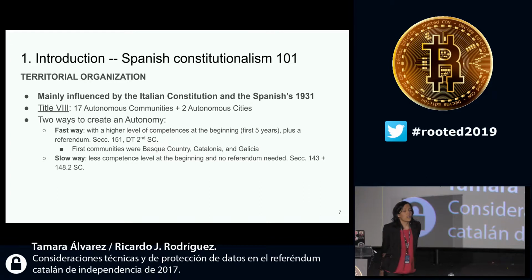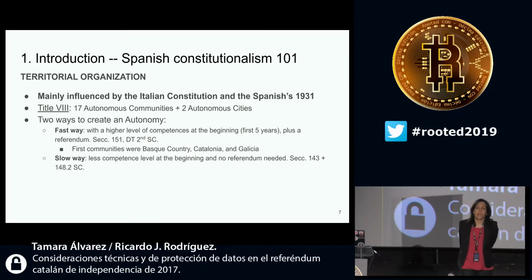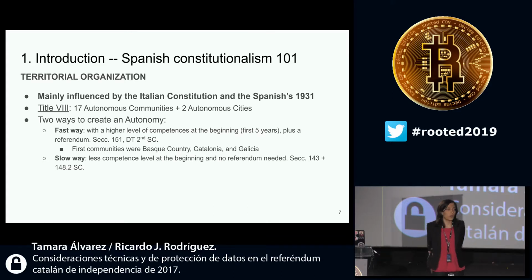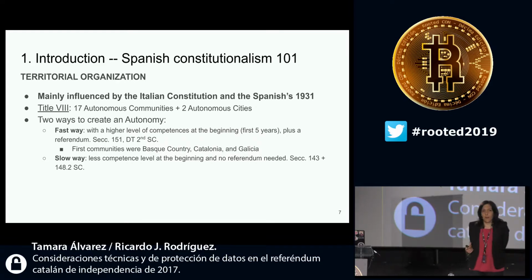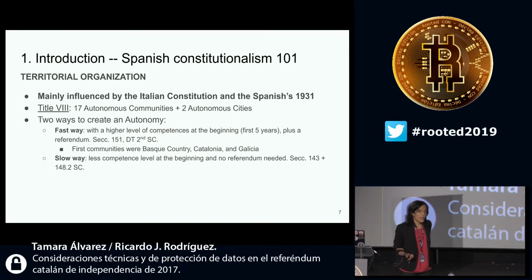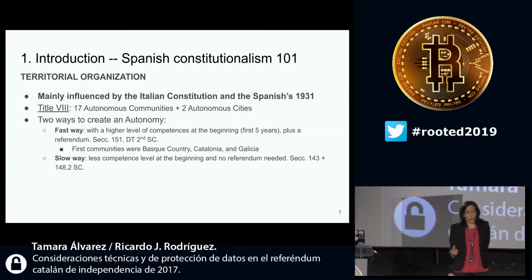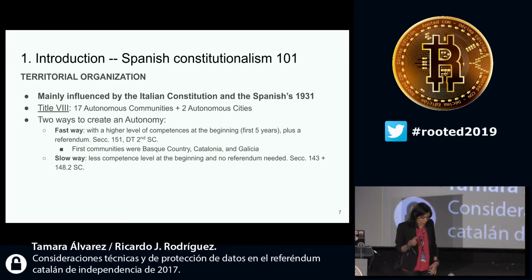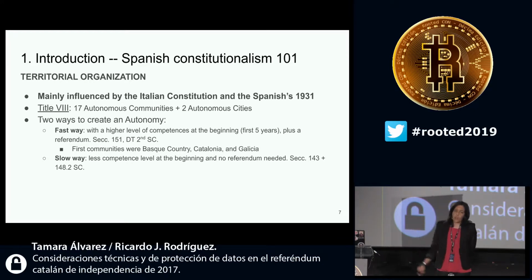the biggest influence might come from the Republican Constitution of 1931. And in Title 8 it talks about the 17 autonomous communities and about the voluntary principle. And through these two principles, the 17 autonomous communities were created, as well as the 2 autonomous cities. Without too many details, I can actually say that there are 2 important ways to create an autonomy.